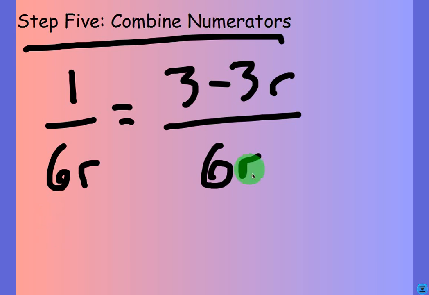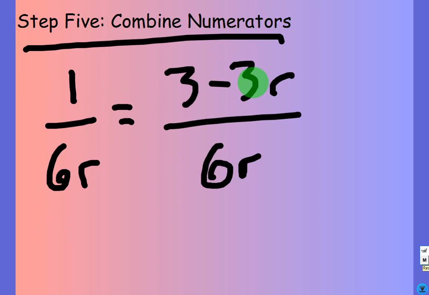All right, so everybody see that both left and right have a 6r? So because of this equal sign, that means that 1 must just be equal to 3 minus 3r. So we're just going to set the tops equal to each other.